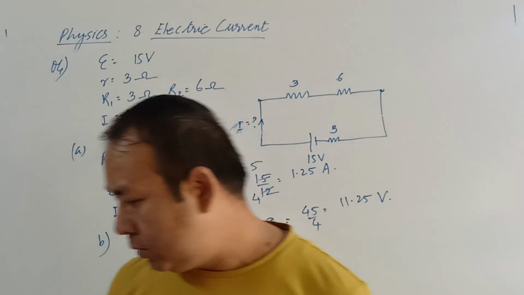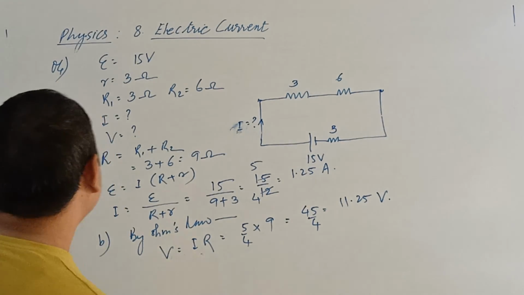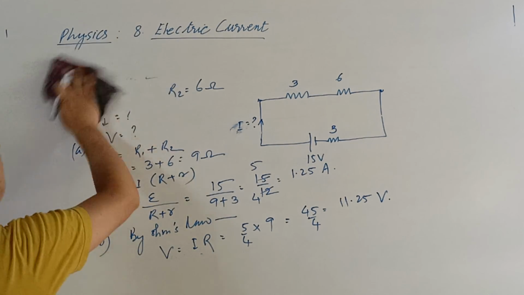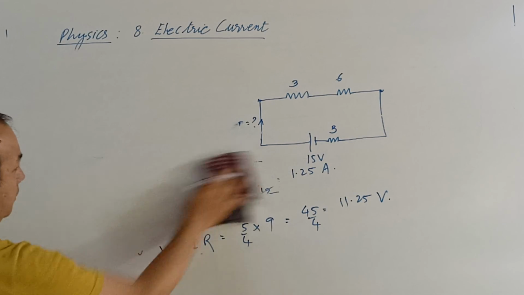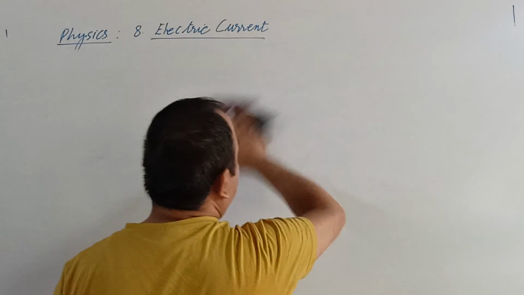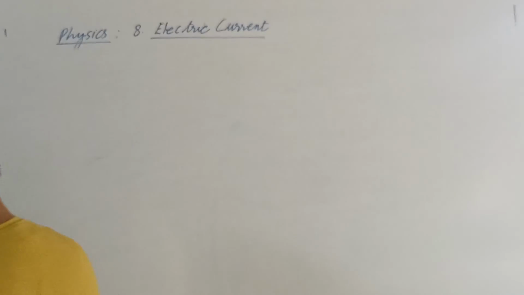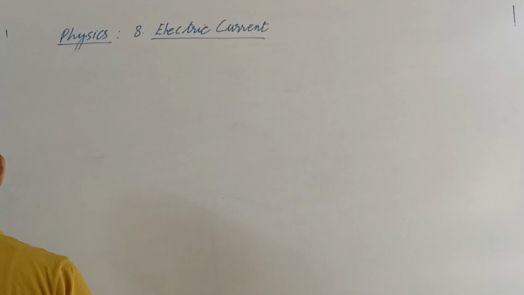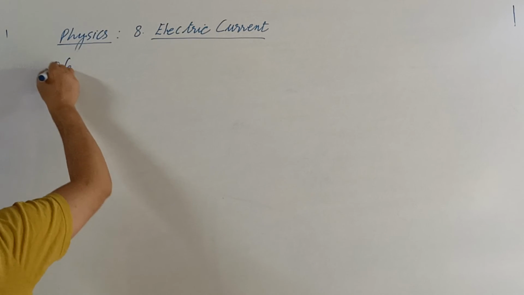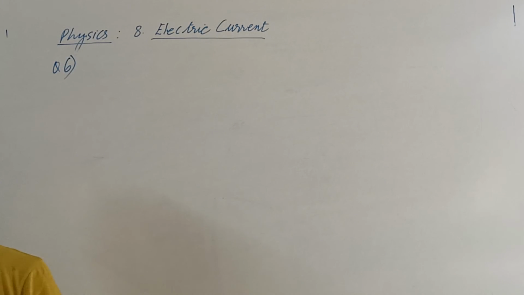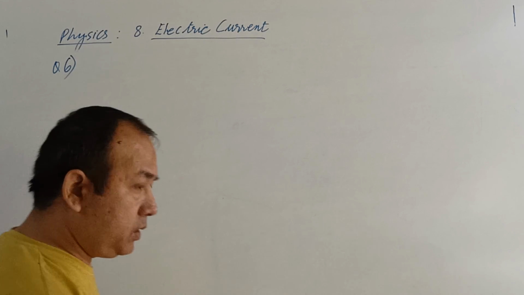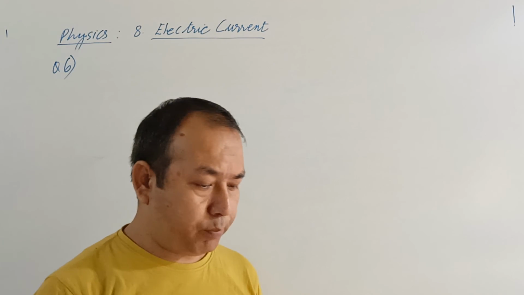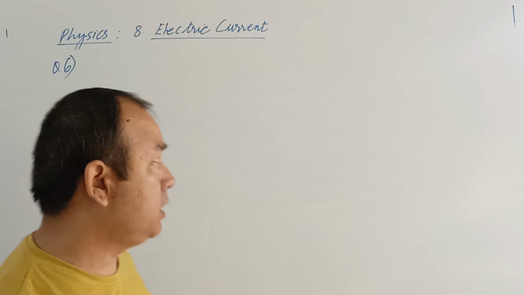One more question let me do in this video. Question number 6. Two resistors having resistances 4 ohm and 6 ohm are connected in parallel. Find their equivalent resistance. It's very simple.